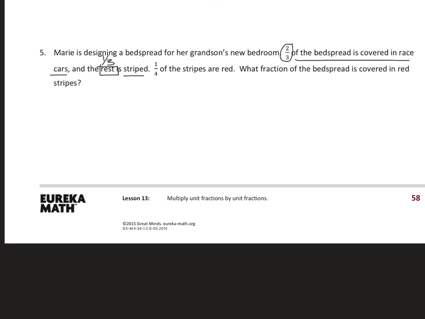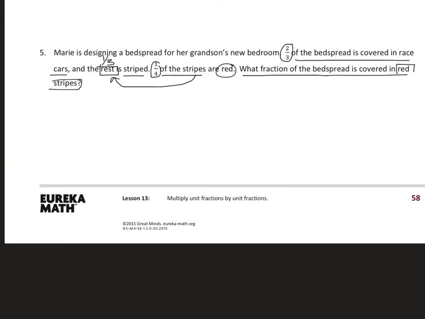Now it goes in a little greater detail. It says 1/4 of the stripes are red. So 1/4 of the stripes. So this stripes refers back to this 1/3 fraction. They want to know what fraction of the bedspread is covered in red stripes.